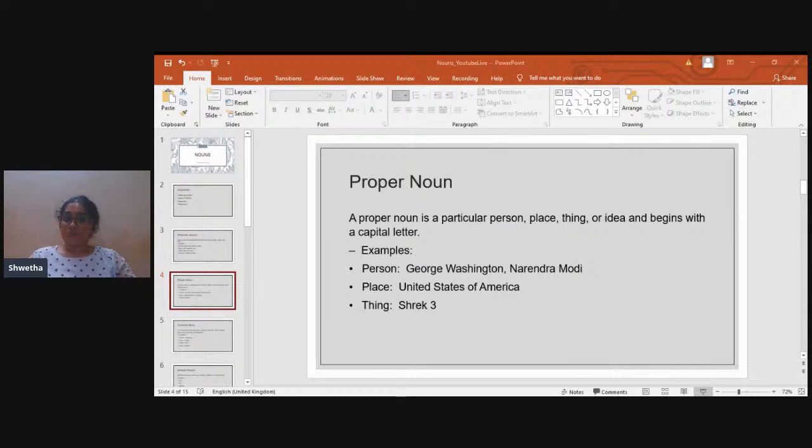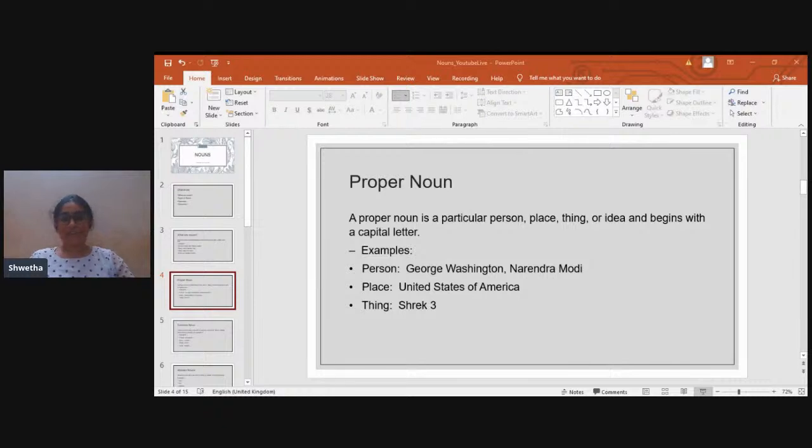When a noun talks about a particular person, a place, a thing, or an idea, it is a proper noun. Remember, a proper noun always begins with a capital letter. Your name is a proper noun. All the places that you live in, India, Mumbai, Delhi, all of these come under proper nouns. Things like movie names, all of them come under proper nouns.